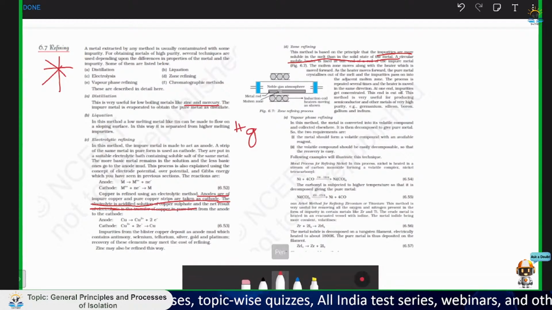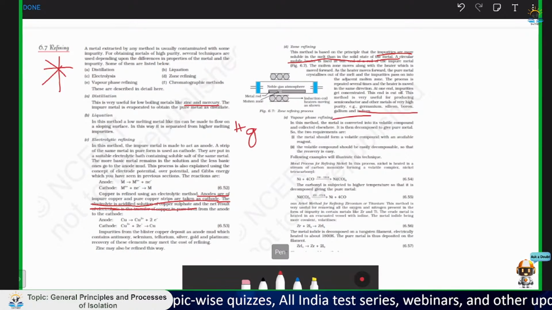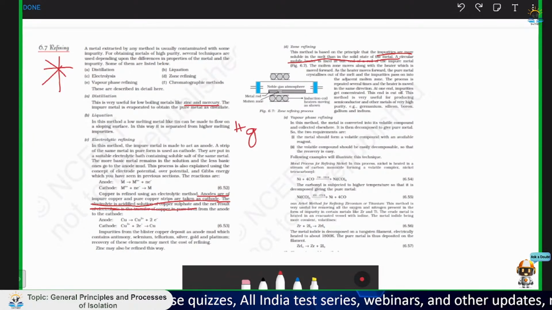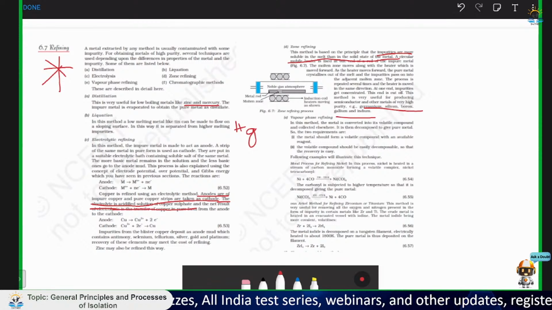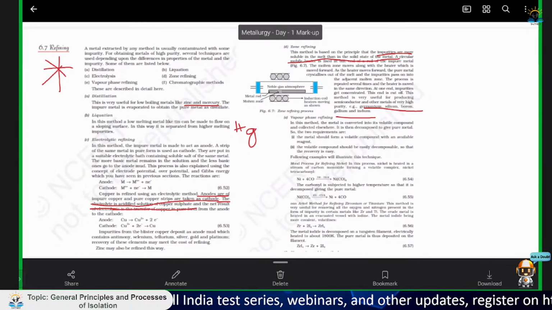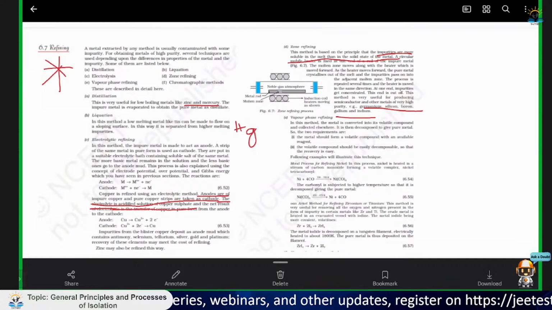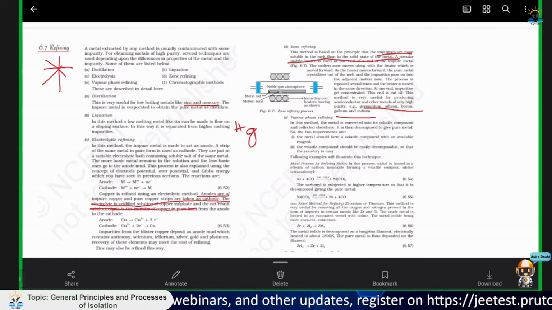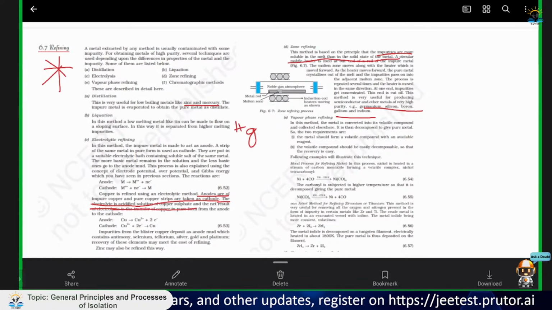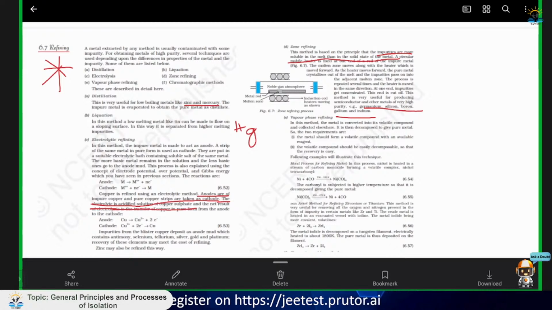Examples: germanium, silicon, your semiconductor electronics. For semiconductors, you're going to use zone refining. Vapor phase refining is more like a chemical method. In vapor phase refining, you have two or three processes: the Mond process and the Van Arkel method. The Mond process is for nickel.